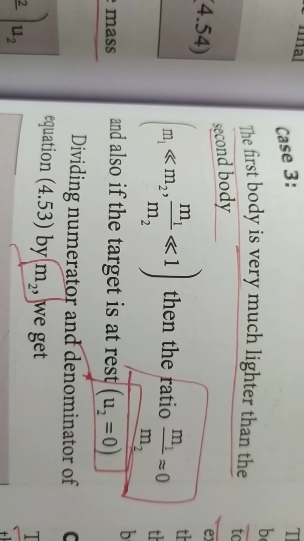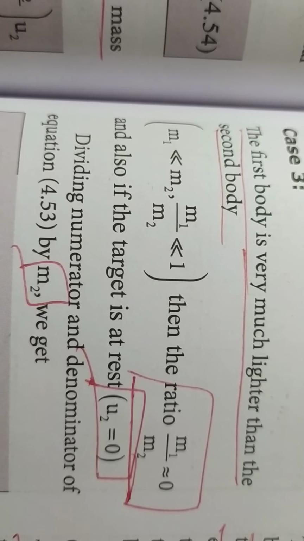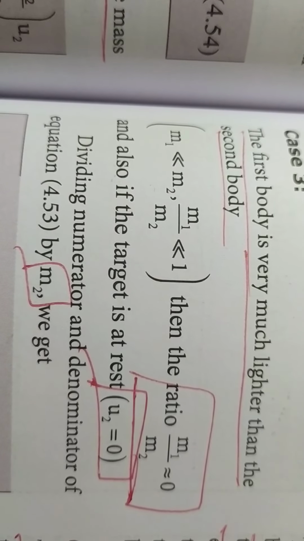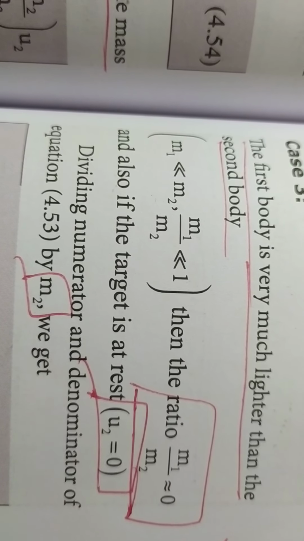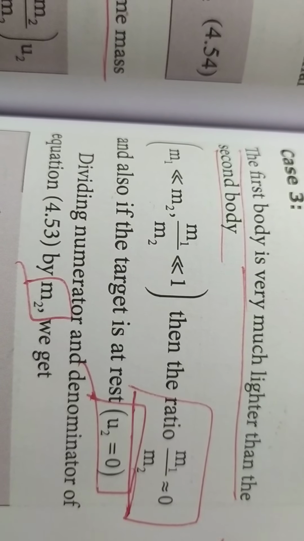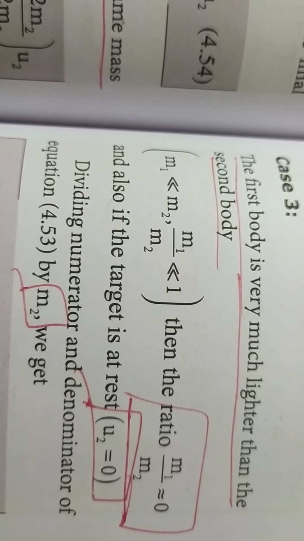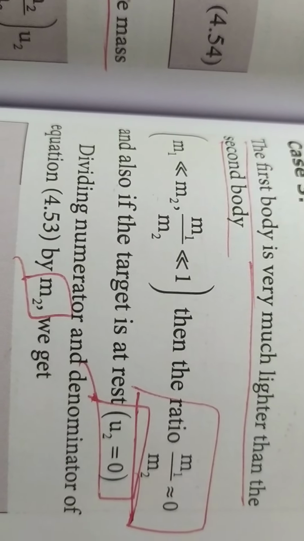And case 3, the first body is very lighter. So when you see very lighter body, when they fall on the heavier body, definitely it will bounce back. So when you throw a ball on a wall, the ball is a very light body and the wall is a heavier body, so the ball definitely will bounce back. And so we are going to see that by using this equation.